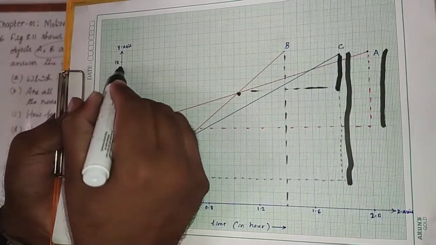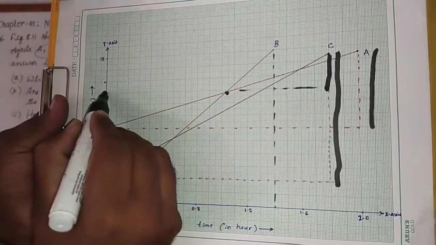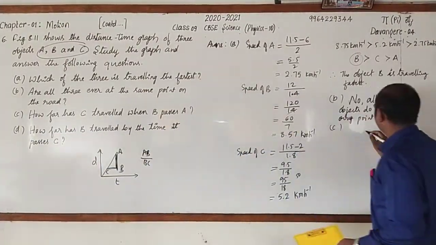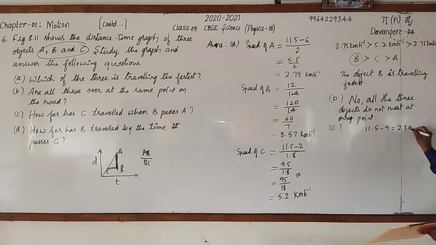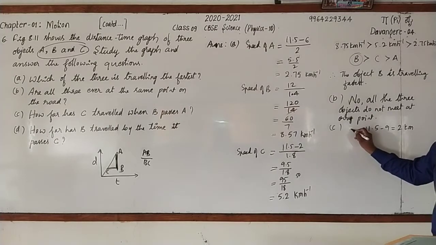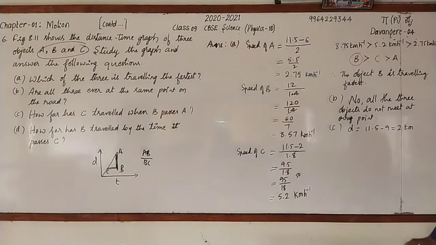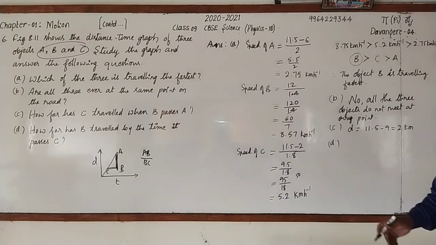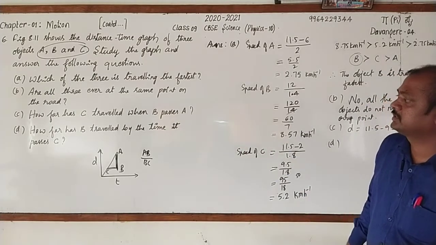It is 11.5, and this is 9. 11.5 minus 9 is equal to 2 kilometer. This is the distance C has travelled when B passes A. So it has travelled 2 kilometer. Next, another one is D. How far has B travelled by the time it passes C.